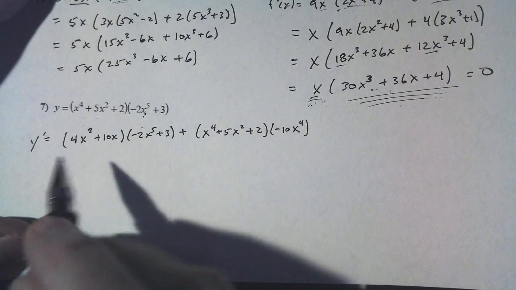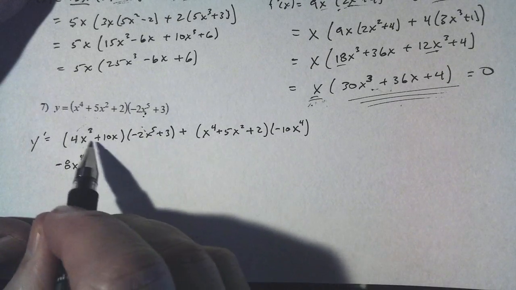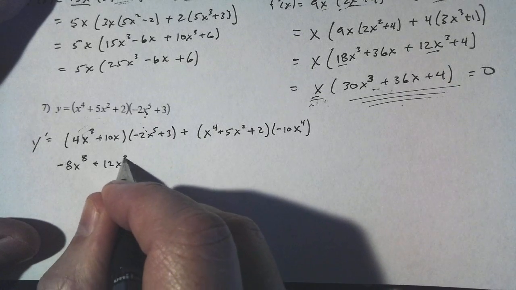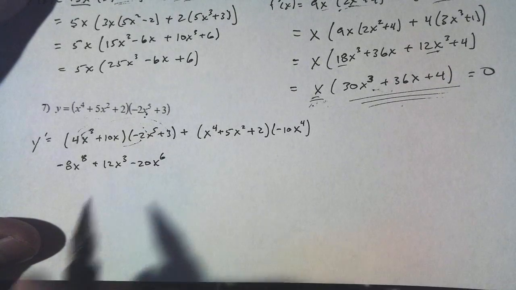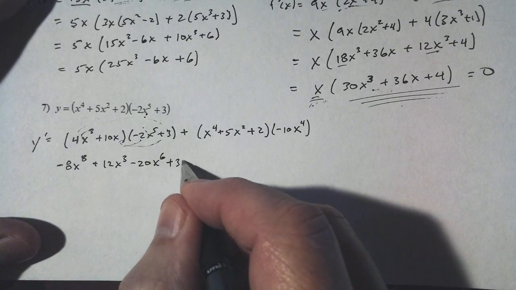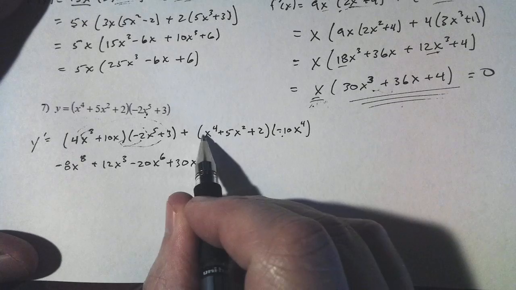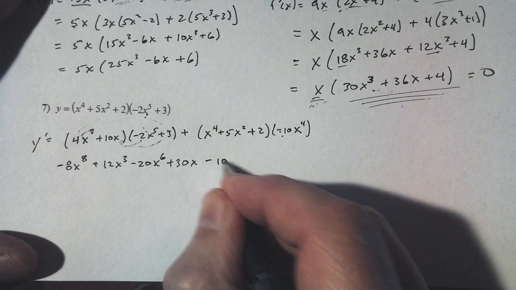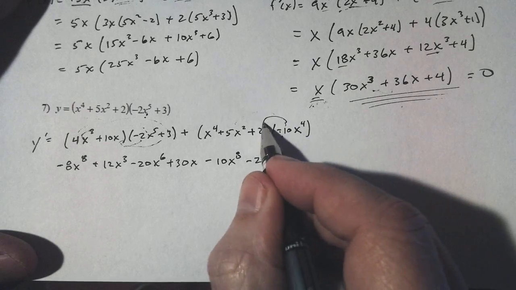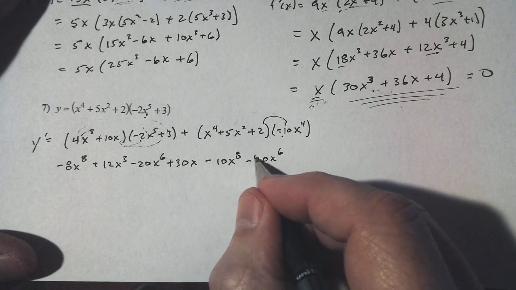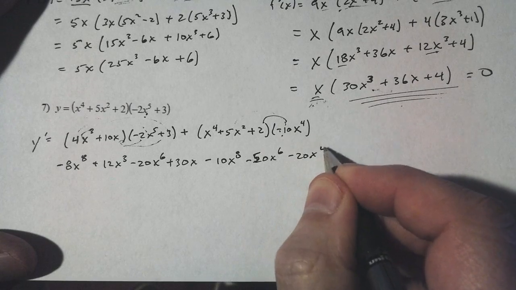So, foiling, I get minus 8x to the 8th plus 12x to the 3rd minus 20x to the 6th plus 30x. Distributing carefully, distributing in a minus. So minus times plus, minus 10x to the 8th minus 20x to the 6th. Ooh, is that 20? I was one step ahead of myself. Minus 50x to the 6th minus 20x to the 4th.